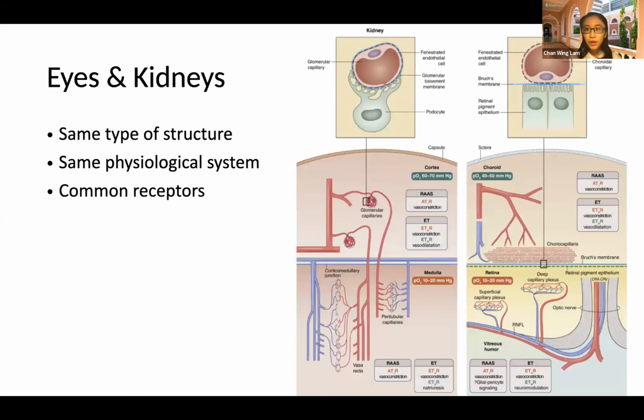You might wonder, why do we want to use retinal images of the eye to predict kidney disease, right? Because the eyes and the kidneys are both microvascular structures under the influence of the renin, angiotensin, aldosterone system. Some of the receptors are the same, so they are affected similarly by diabetes.